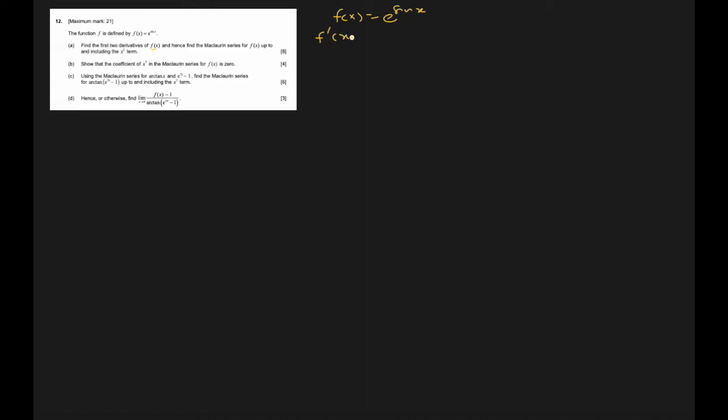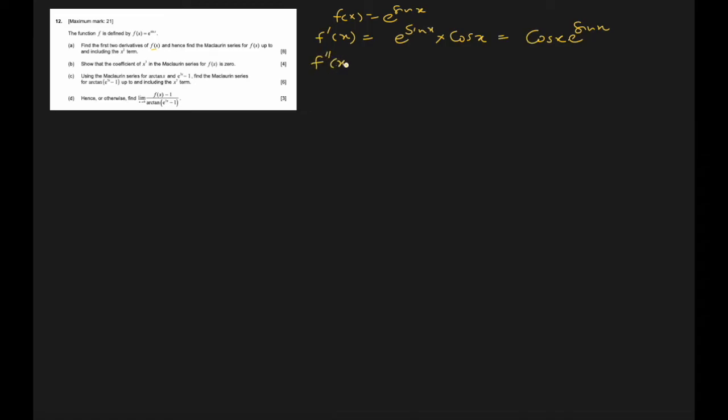So the first derivative of this will be e to the power anything is the same, e to the power sine x, multiplied by the differentiation of whatever is the exponent. Here the exponent is sine x, so its derivative is cos x. So it comes out to be cos x e to the power sine x. Okay, that's the first derivative.